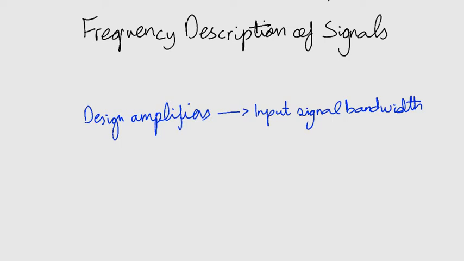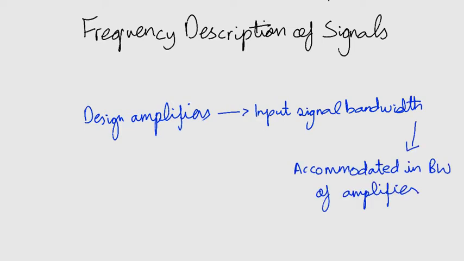It is very useful to study the frequency response of amplifiers. This enables us to design the amplifiers in such a way that the input signal with a particular bandwidth, that is, range of frequencies, is accommodated in the bandwidth of the amplifier and gets amplified rather than distorted. However, first we must learn how to describe a voltage signal in the time domain in terms of its frequency spectrum.